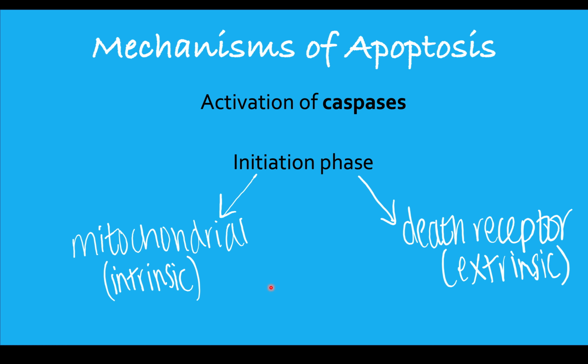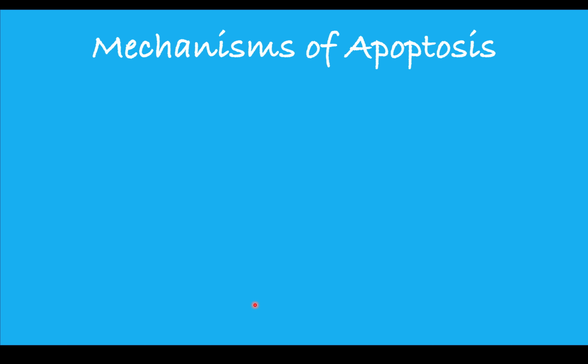After the initiation phase, both of these are then going to move on to the execution phase. The initiation phase is how apoptosis begins, and that involves the activation of these caspases. Then when the initiation part finishes, you move on to the execution phase, which is also going to activate some more caspases. Each phase has specific caspases that are activated and cleaved. So we're going to go through this.